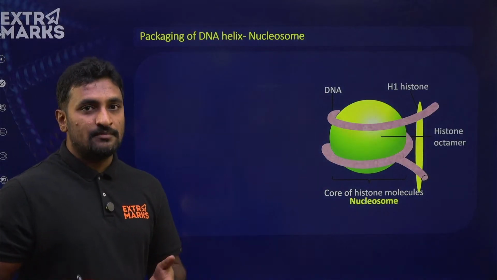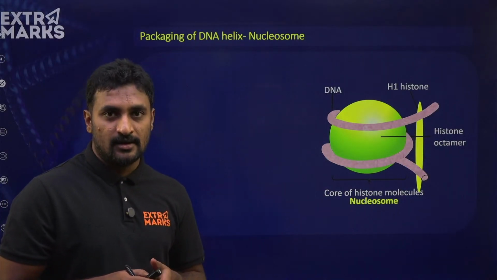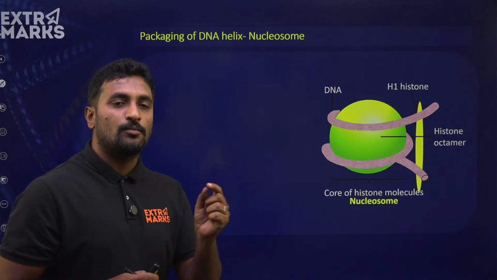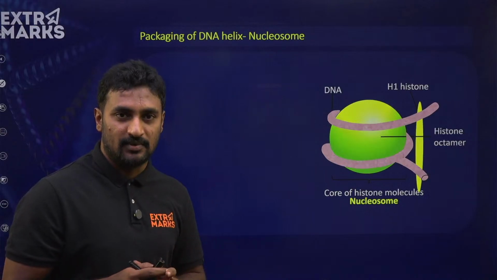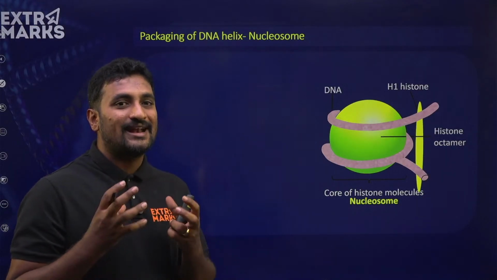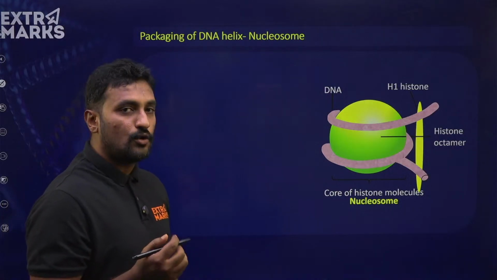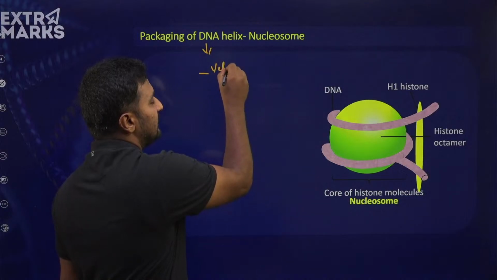See, in human beings, the DNA length is approximately 2.2 meters, right? So imagine in such a microscopic cell, this DNA needs to be packaged and compactly arranged in one particular place. So what exactly is this DNA going to use to get itself packaged? As you all know, DNA is negatively charged.